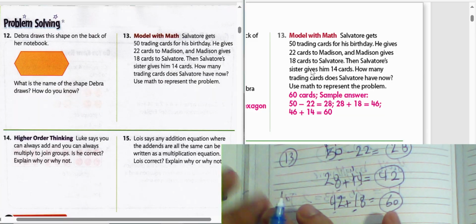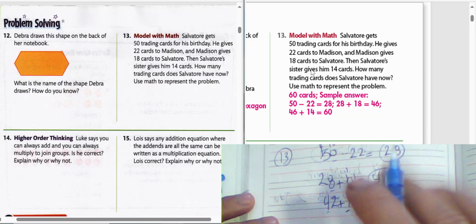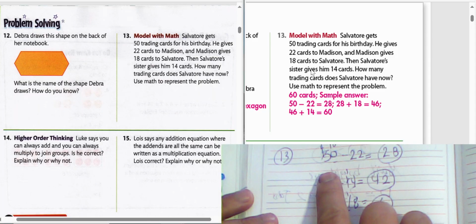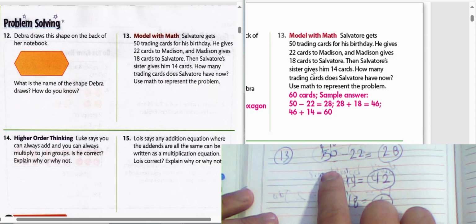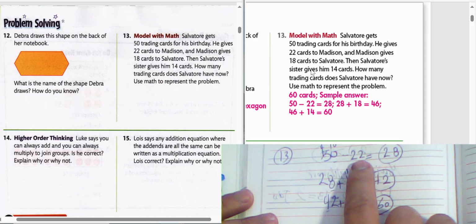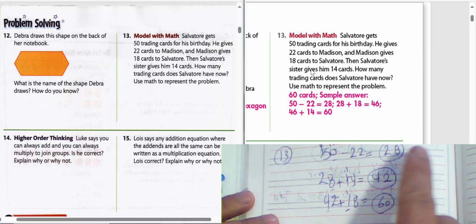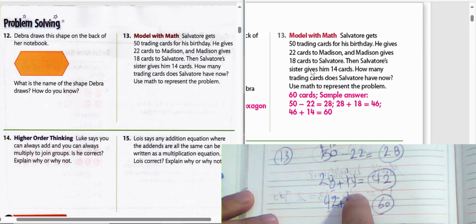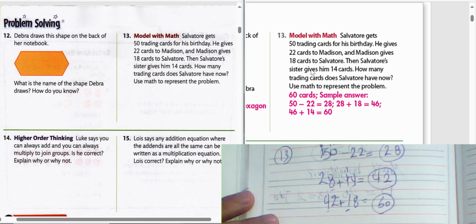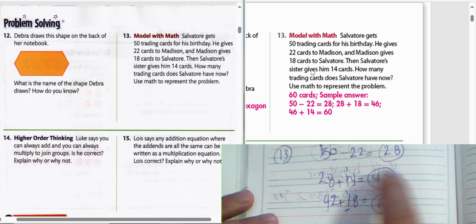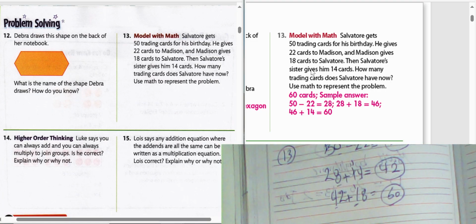Understood? Again, in this example Sylvester gets 50 trading cards for his birthday. Okay, and he gives 22 cards to Madison. Then the remainder with him will be 28. And also Madison gives 18 cards to Sylvester. And then Sylvester's sister gives 14 cards again. And the total number will be 60. Understood? You must add 14 and 18 to find the answer. Then the total number here will be 60.